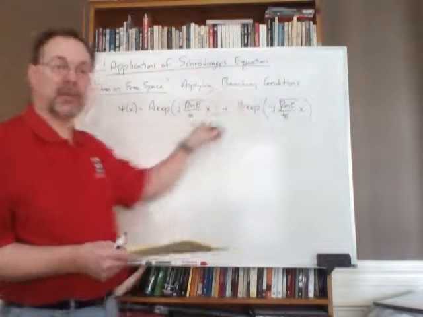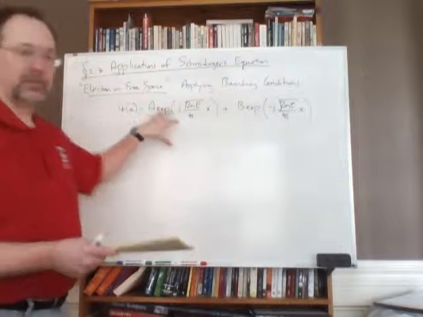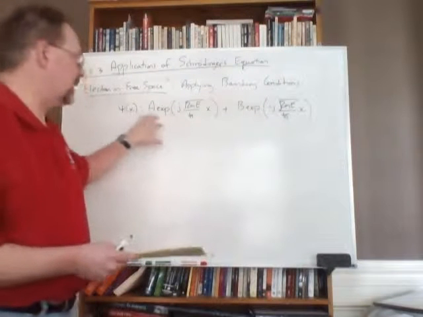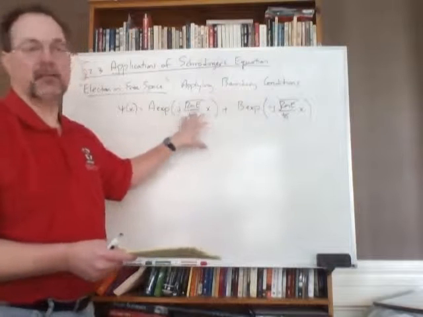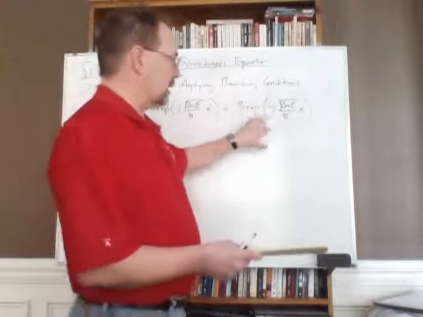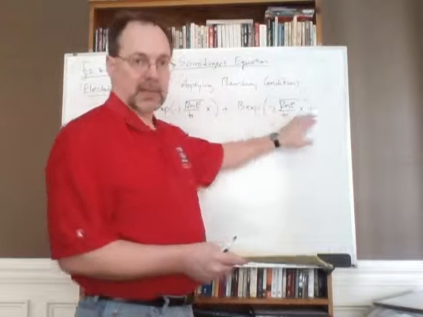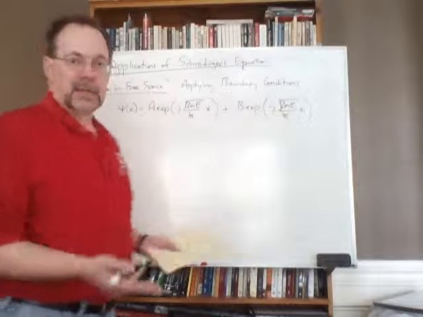Last time we found that our little psi of x had this form: A e to the j square root of 2me over h bar x. So we had our wave number k, and then we have B e to the negative j kx, like we said last time. Well, now let's apply boundary conditions.